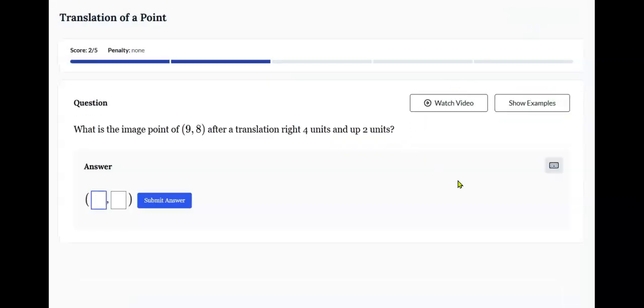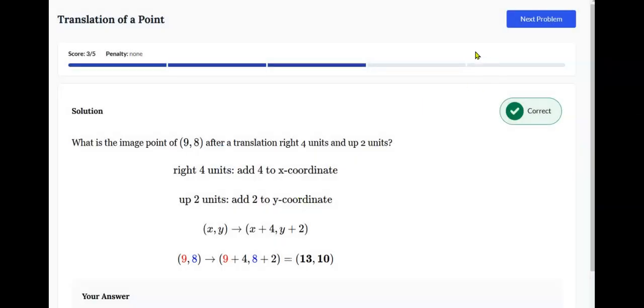One last time. 4 units to the right. That means we are going to add 4 to our x-coordinate. 2 units up, we're going to add 2 to our y-coordinate. That gives us 13 and a 10. Let's go back to the next topic.